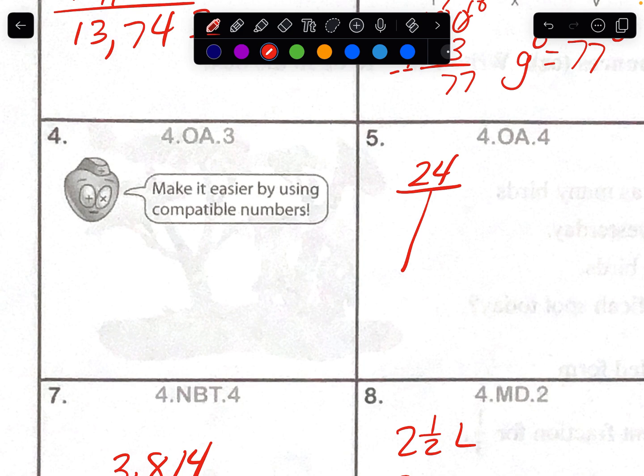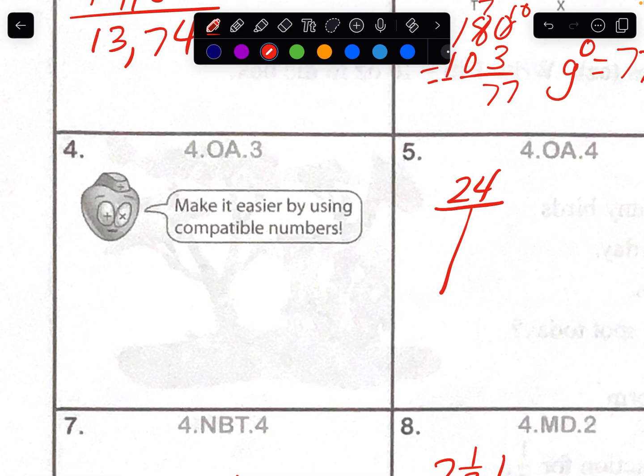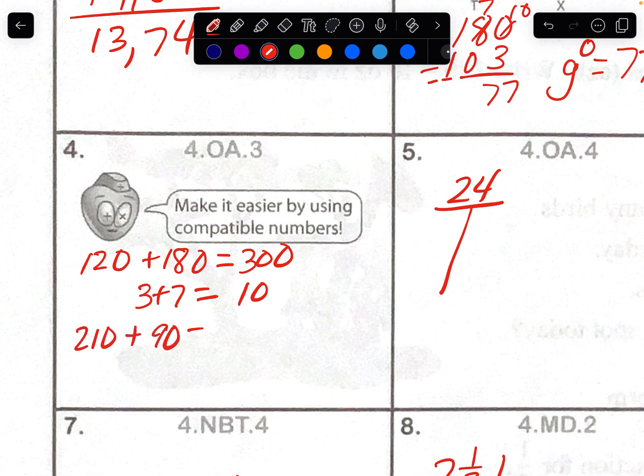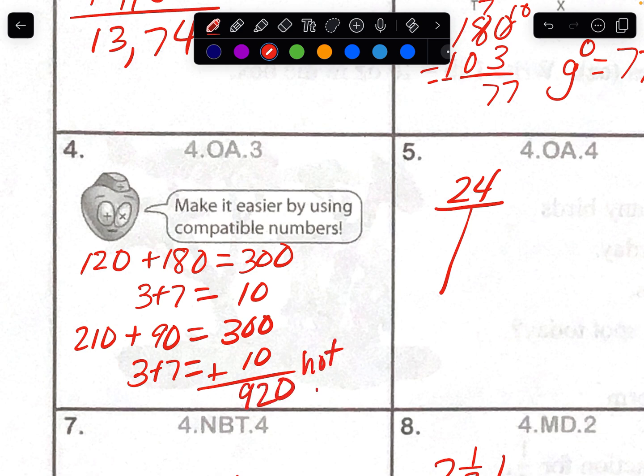You don't necessarily have to do that, but compatible numbers are just numbers that are easier to put together. So you can break down 120, 180. We'll give you 300. The ones place of those is 3 plus 7 is 10. You can do the same thing with the other remaining numbers for 300, and again 3 plus 7 equals 10. So compatible numbers are just numbers that make it easier to work with, as in breaking down, looking for tens, things like that. So that's 920 hot dogs.